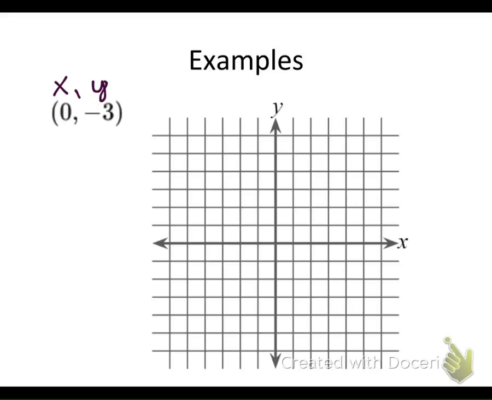My y value is -3, so do I go up or down on the y-axis? So I'm going to go down 3 spots. So 1, 2, 3. So this one I'm going to plot right on my y-axis, and that's okay. All right, now you may flip it over.